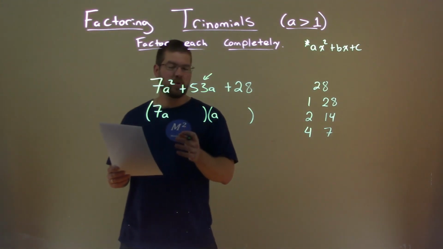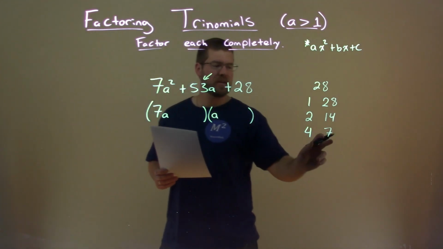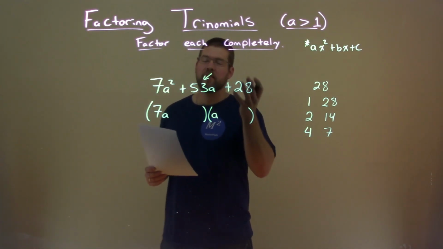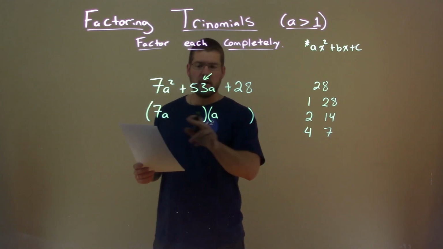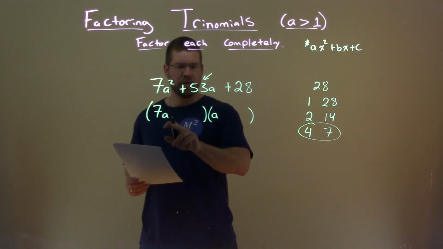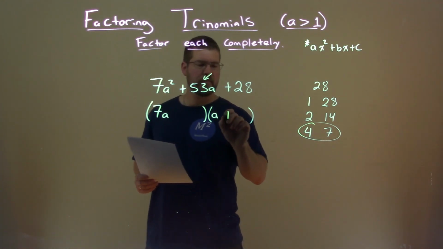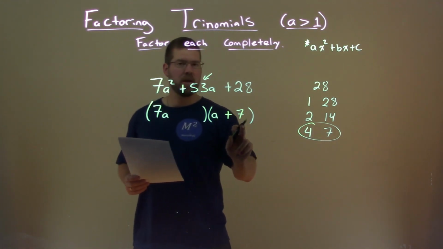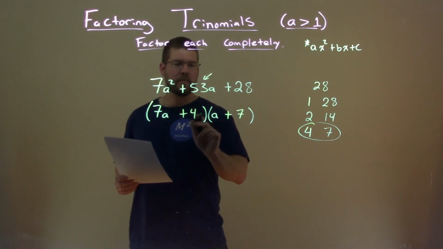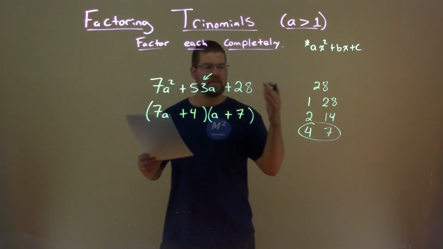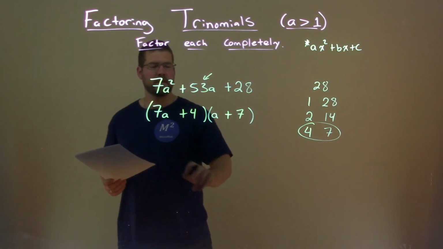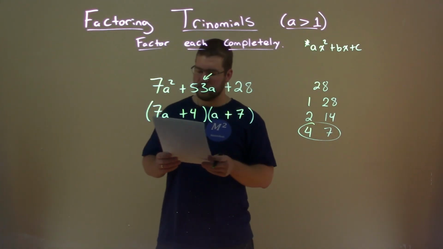And that's really 49, right? 7 times 7 is 49. Then if I add 4 to that, I get 53, and that's my goal. So by my best guess, I kind of got it on the first try: 7 times 7, so I put the 7 on this side, is 49, plus 4 times 1 is 53. And so we see it now in factored form. Our final answer, 7a plus 4 times a plus 7.